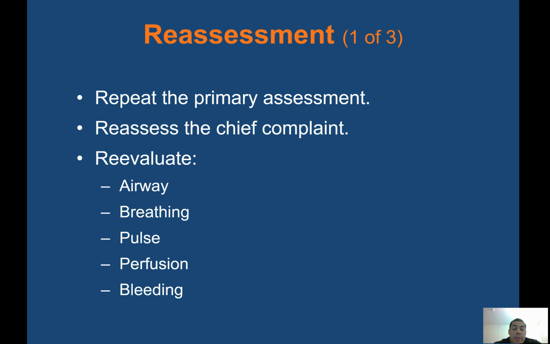Reassessment. Repeat the primary assessment. Reassess your ABCs. Reassess the chief complaint. Is the patient getting better? Is the patient getting worse? Reevaluate airway, breathing, pulse, perfusion, and bleeding.